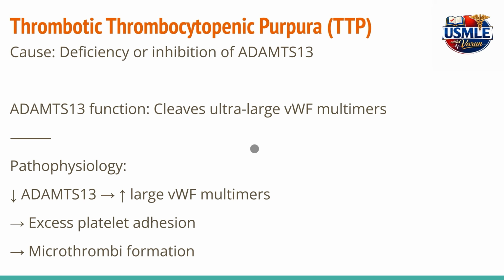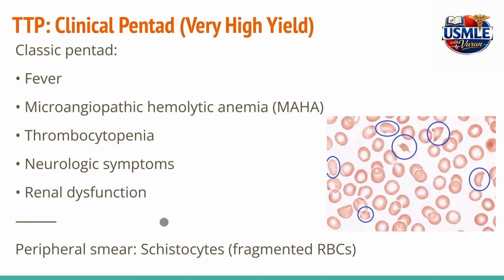So whenever there's the deficiency of this ADAMTS13, it leads to increased large von Willebrand factor multimers. Without it, these large von Willebrand factor multimers can accumulate and cause excessive platelet adhesion and formation of microthrombi. The classic pentad includes fever, microangiopathic hemolytic anemia, thrombocytopenia, neurological symptoms, and renal dysfunction.